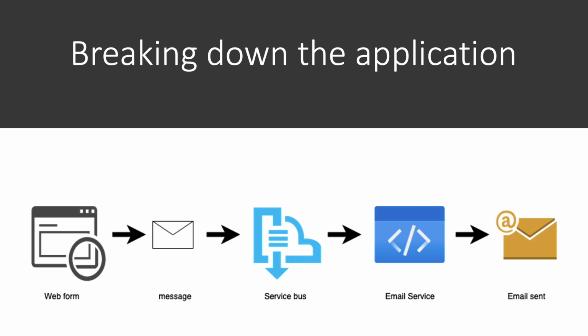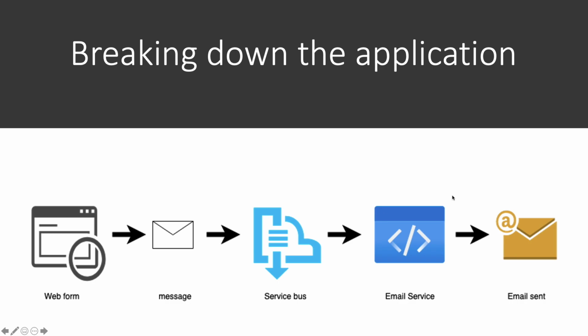So how will everything work? Let's break down the application. When the form is submitted from our web application here, a message will be created, and this message, as we have discussed previously, is going to be a JSON object. This message is going to go directly into our service bus. It's going to stay there until our email service picks it up. Once that email service picks it up, it's going to be able to deserialize this message and get the information from it, and then it's going to send the email to the user.